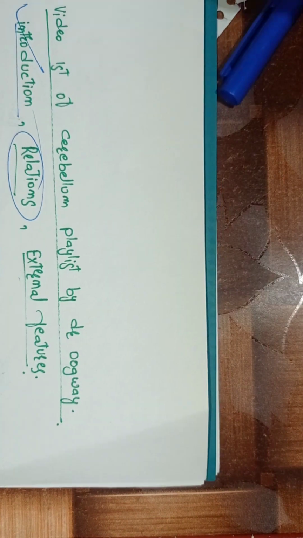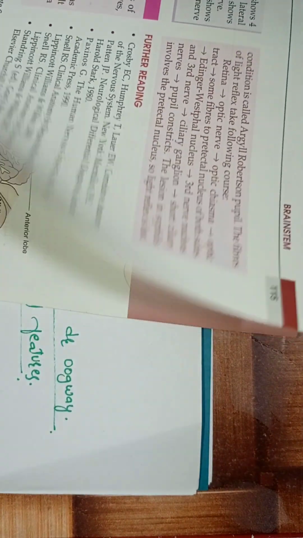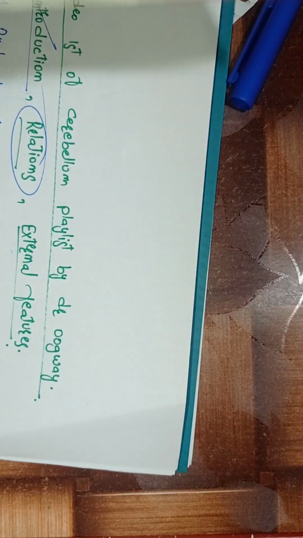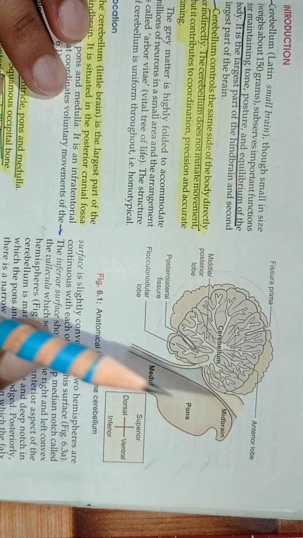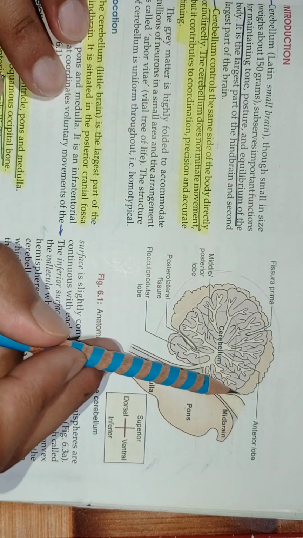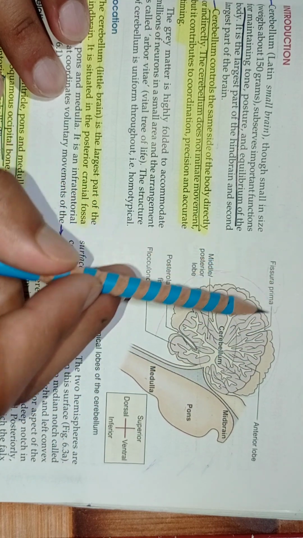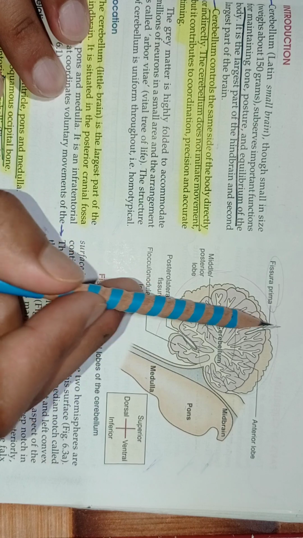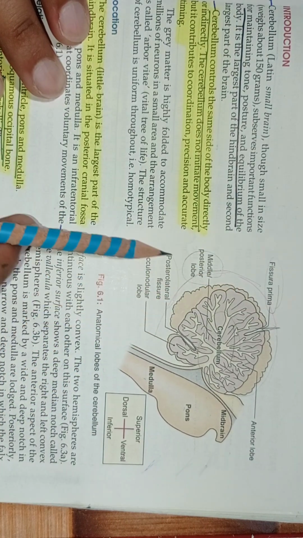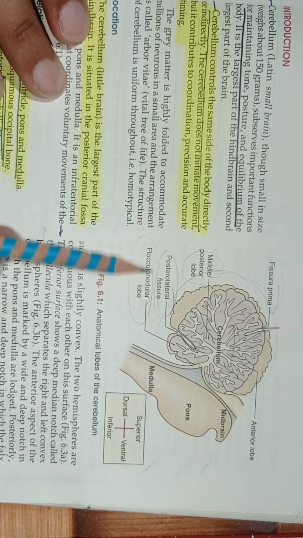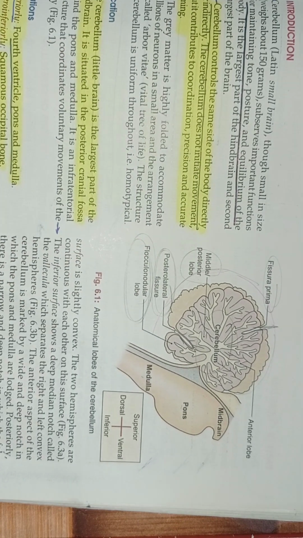There is one more diagram in the BDC, figure 6.1. As you can see here, this is the pons, this is the medulla, and behind it is the cerebellum. First we start right here and come to the fissura prima, the primary fissure. Then we have the posterior lobe. And right here we have the posterior lateral fissure and the flocculonodular lobe.